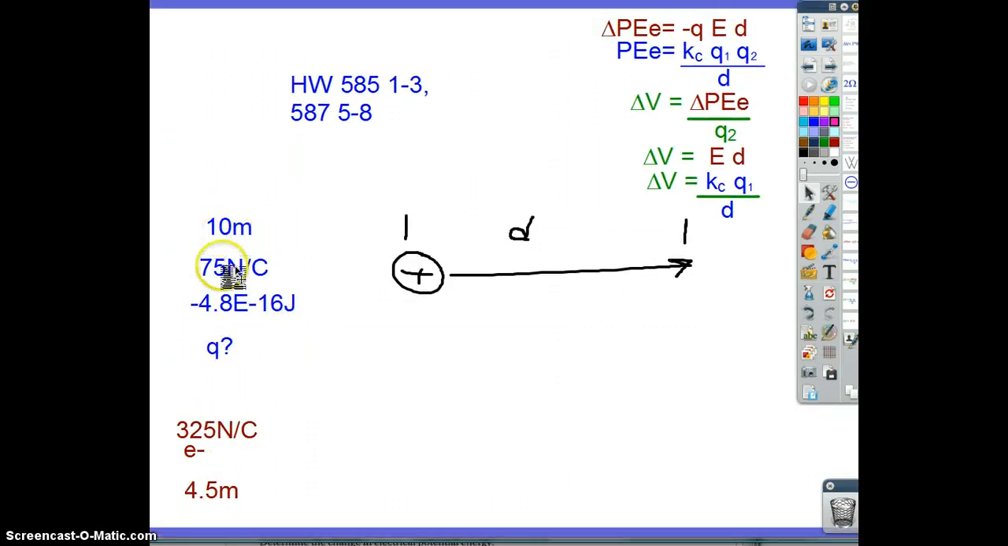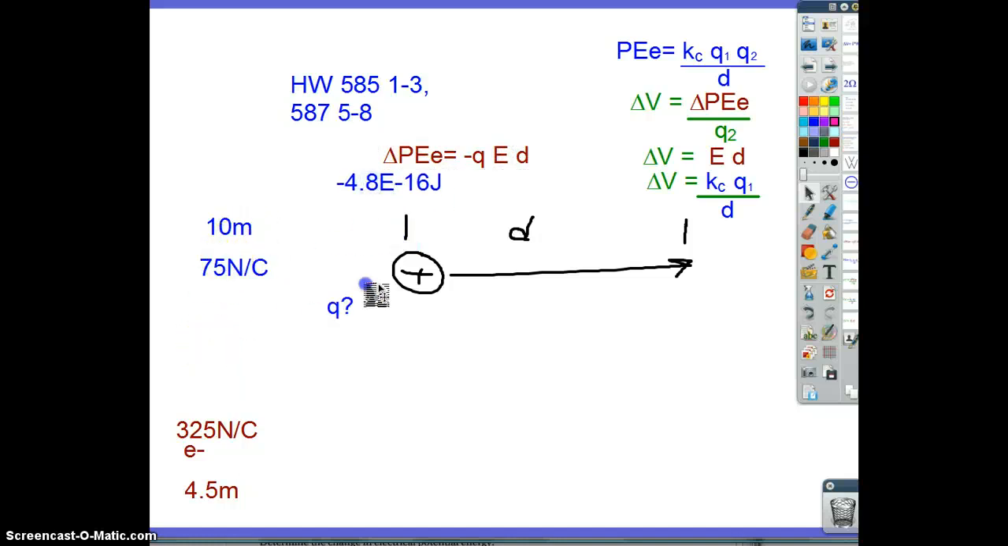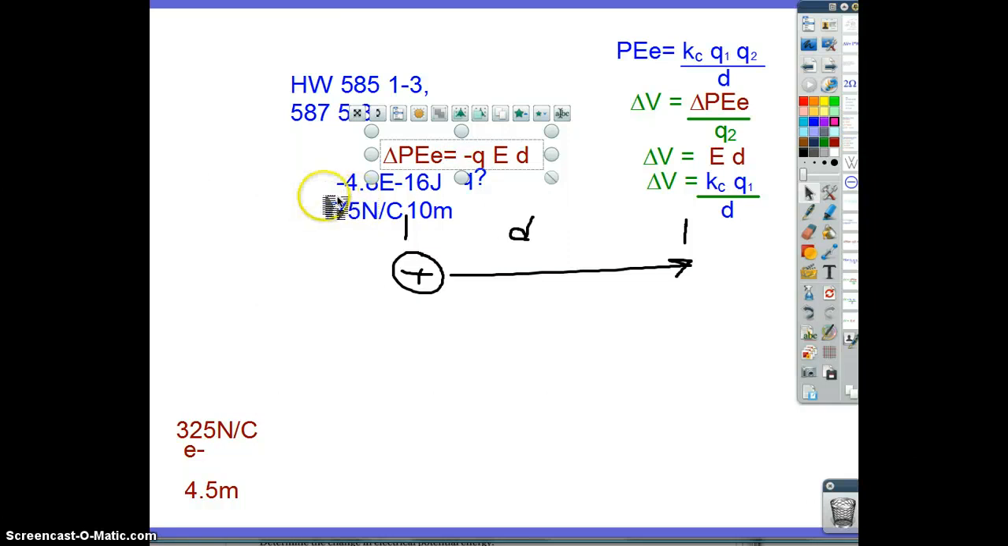So, first problem. 10 meters, 75 newtons per coulomb. Here's the charge. Find Q. So we want to look here. A distance, an electric field, an energy, and a charge. That seems to be this equation here. Potential energy, Q, E, and D. It would appear to me that we're probably going to divide this stuff over, and that negative also is going to have to get divided over. So an extra negative over here, and that'll give us a positive charge of some amount. I'll let you solve that.